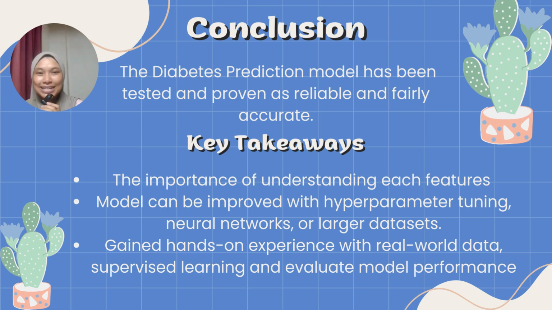So as a conclusion, a diabetes prediction model has been built, tested, and also proven as reliable and fairly accurate. For the key takeaways in this project, first of all, the importance of understanding each feature. For example, glucose level, BMI, and age are the most significant indicators of diabetes. So that's why they need to be included in the input to predict if the user has diabetes or not.